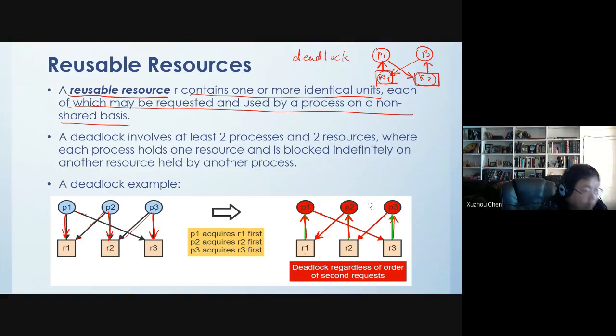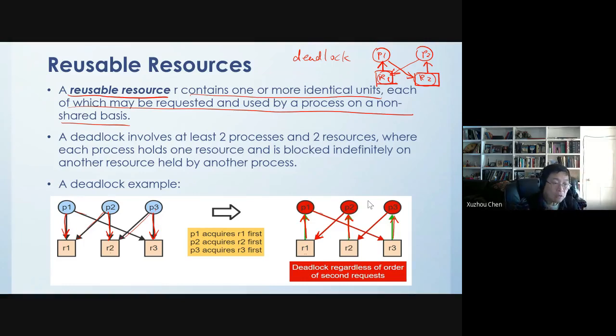This is just like the dining philosopher problem, right? You grab one and wait for the other one, and the next grabs one and waits for the other one, and the next grabs one and waits for the other one. Unfortunately, it forms some kind of loop. That's a deadlock situation.